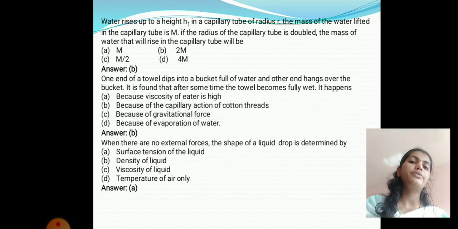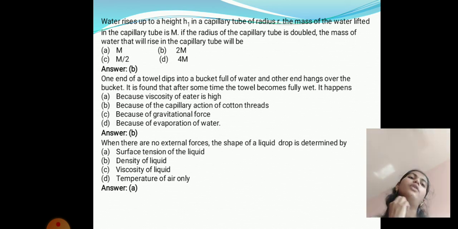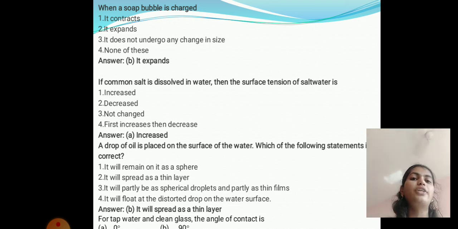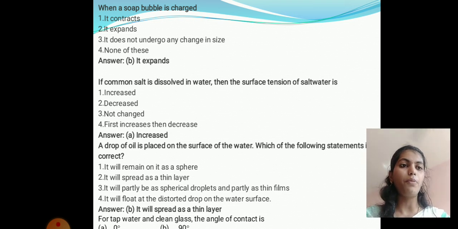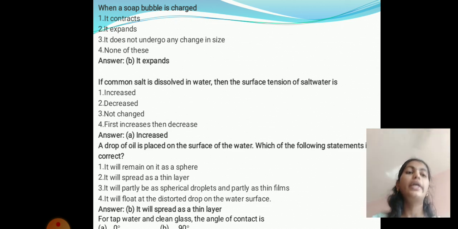Such MCQs on surface tension and capillary action come up in our examinations, and most problems depend on capillary action. Because of that, we have to understand clearly what surface tension is and what capillary action is. If you know all these things, then you will get good marks in the exam.